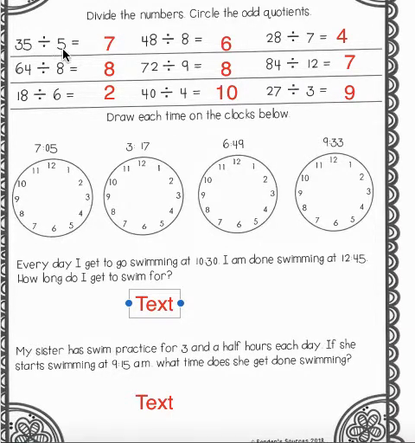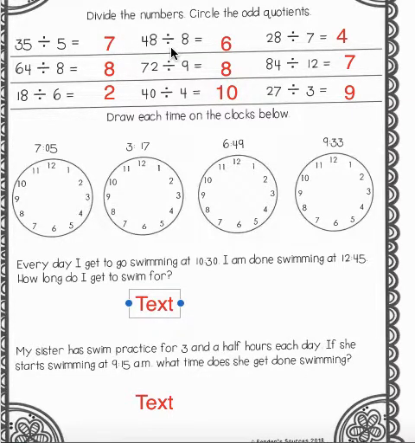So 35 divided by 5. What you would basically do is count your multiples of 5, see how many it takes you to get to 35. So 5, 10, 15, 20, 25, 30, 35. That was 7 multiples of 5. So 35 divided by 5 equals 7.